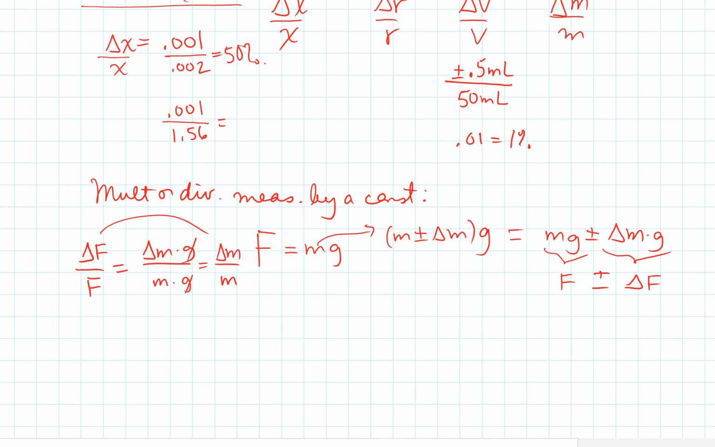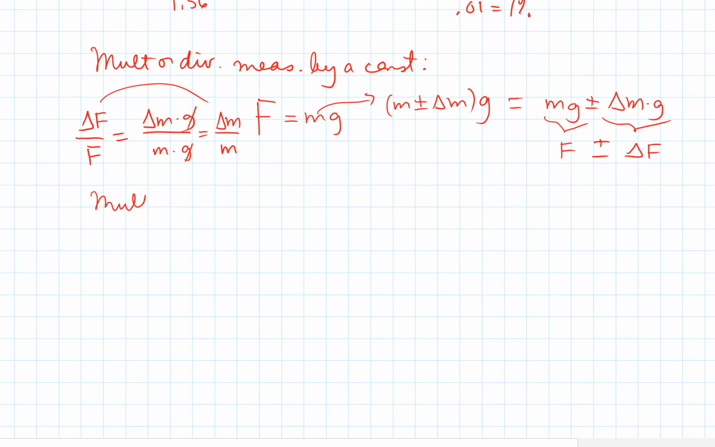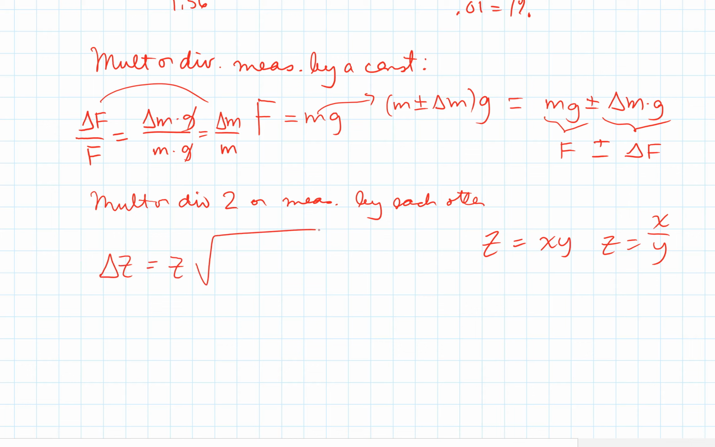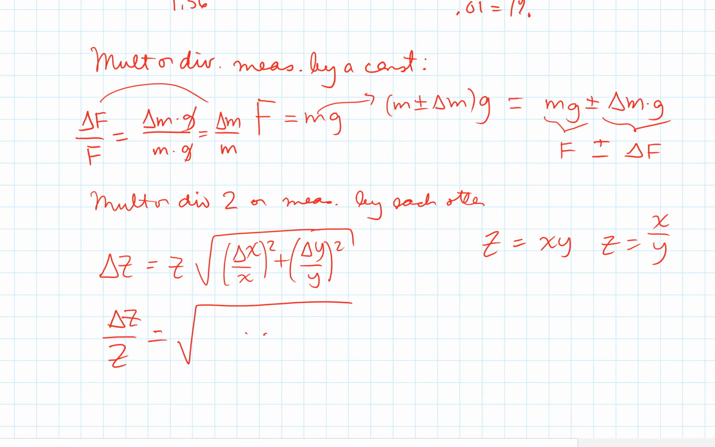Okay, so then the second rule is when you multiply or divide two or more measurements by each other. The example of this was z equals x times y, or z equals x over y. The equation is delta z is equal to z times the square root of delta x over x squared plus delta y over y squared. One way of thinking about this is that if I rewrote it as delta z over z equals the square root of all that stuff, this is a triangle where one side is delta x over x, the other side is delta y over y, and the hypotenuse is delta z over z.